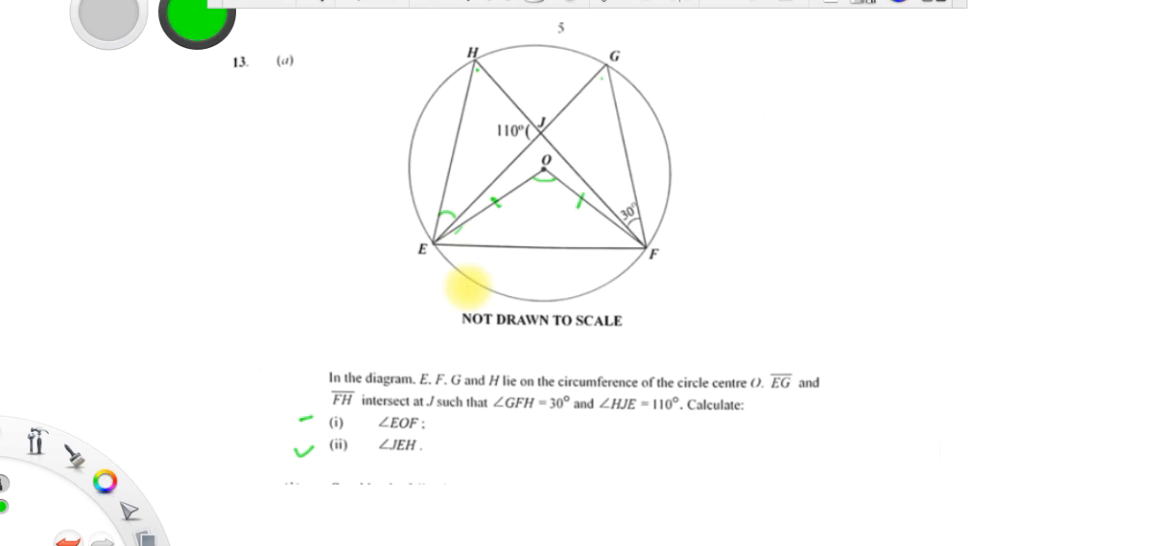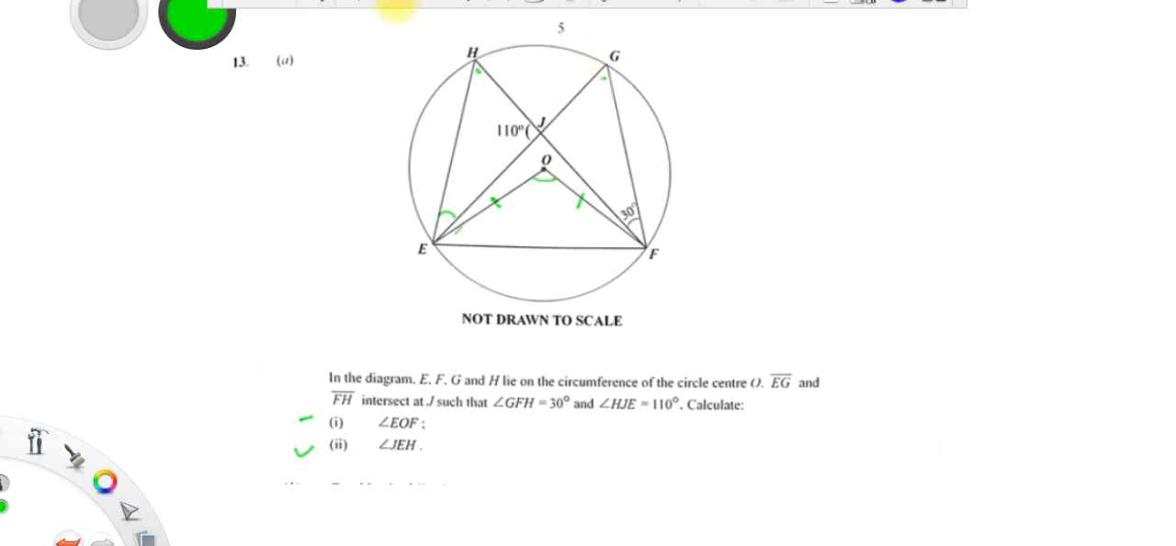There is a theorem that says angles formed by the same arc on the circumference are equal. So this angle at H here is equal to this angle at G here. You can come and stand at this side, you can come and stand at this side, guys.